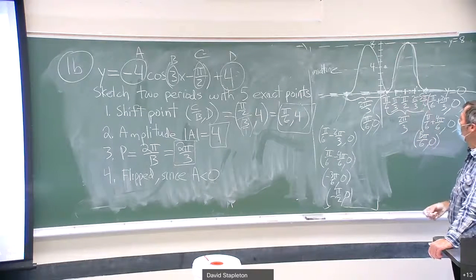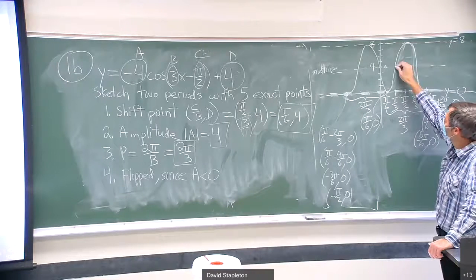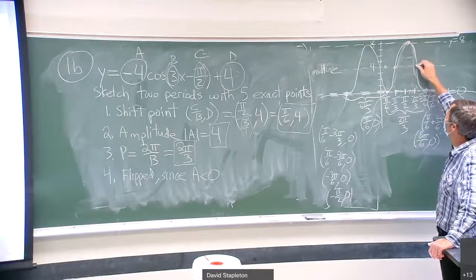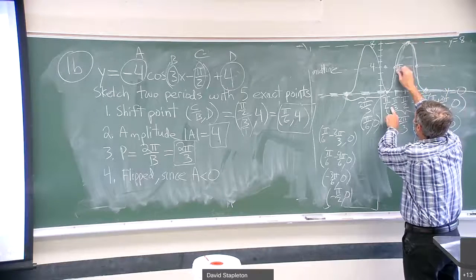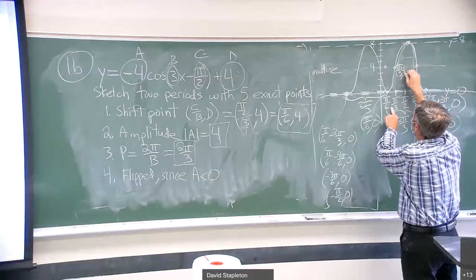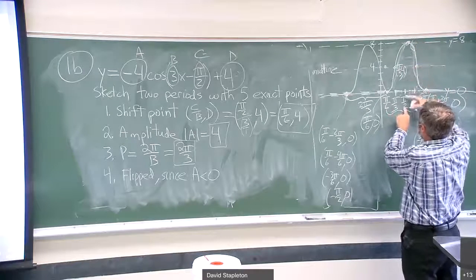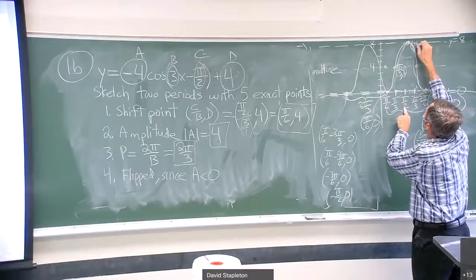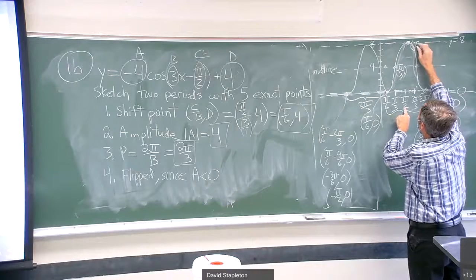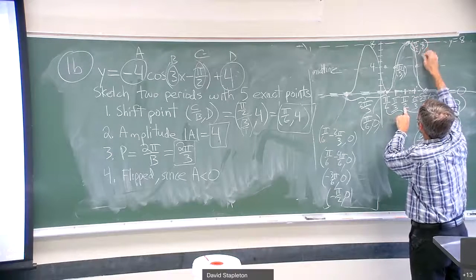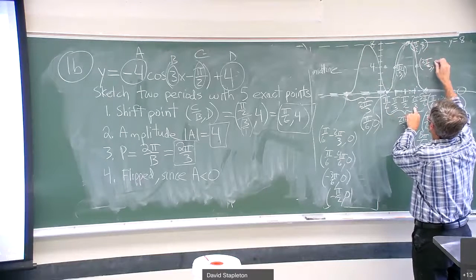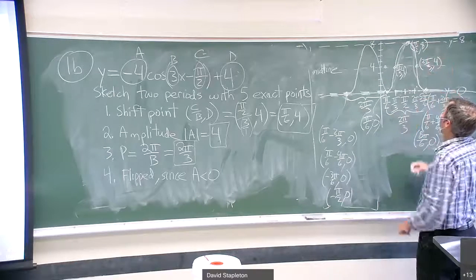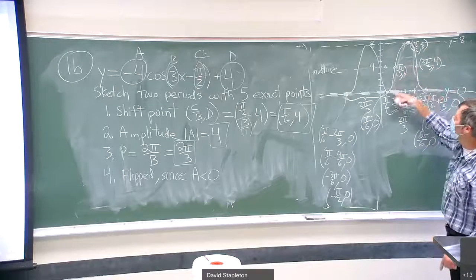Each one of them breaks it up into equal parts where it crosses the midline, where it reaches the top, where it reaches the midline, and where it reaches the bottom. This must be pi over 3, and since it's the midline, 4. This one must be pi over 2, or 3 pi over 6, and since it's on the top guideline, 8. This is 2 pi over 3, or 4 pi over 6, 4, midline. There's 1, 2, 3, 4, 5 exact points.